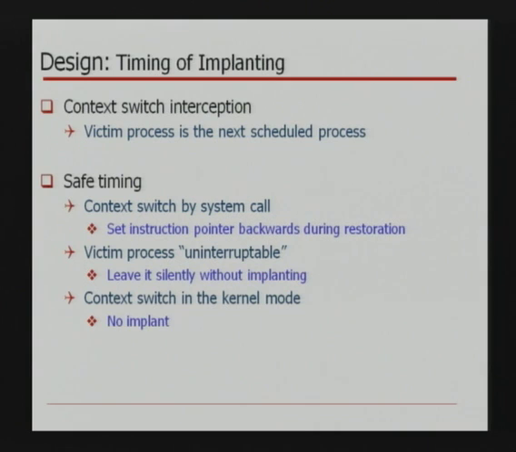So what is the safe timing? If this context switch is caused by a system call, it means that this victim process wants to execute a system call. At that time, we will set the instruction pointer backwards during the restoration period, and then we will re-execute this system call. And the victim process will not lose the context for the system call. If the victim process is uninterrupted, we just leave it silently without implanting.